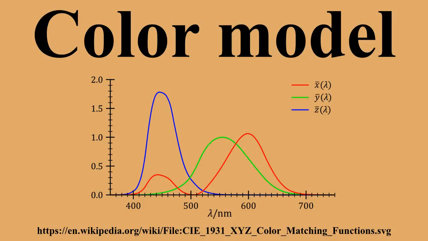A color model is an abstract mathematical model describing the way colors can be represented as tuples of numbers, typically as 3 or 4 values or color components. When this model is associated with a precise description of how the components are to be interpreted, the resulting set of colors is called color space. This section describes ways in which human color vision can be modeled.